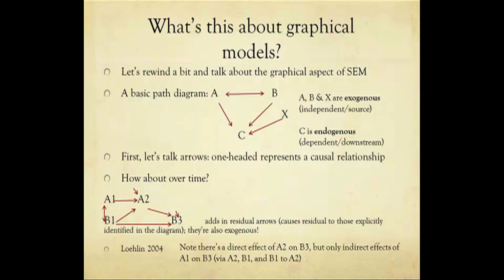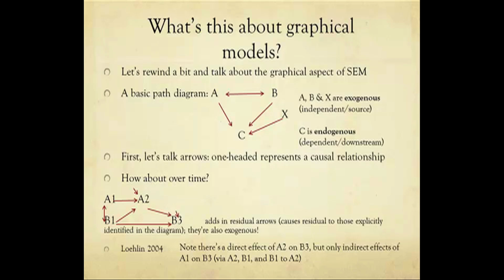If you were to demonstrate this relationship over time, you'd get something that looks a little more like the path diagram down here, where you have A and B at time 1, A at time 2, leading to the final outcome of B at time 3. If you're not familiar with SEM, it looks like just random arrows floating around in here. But these are actually residual arrows, or causes residual to those explicitly identified in the diagram. I'm going to talk a lot about these mysterious error terms as we go through this lecture. In this case, I bring them up because I also want to note that they're also exogenous.